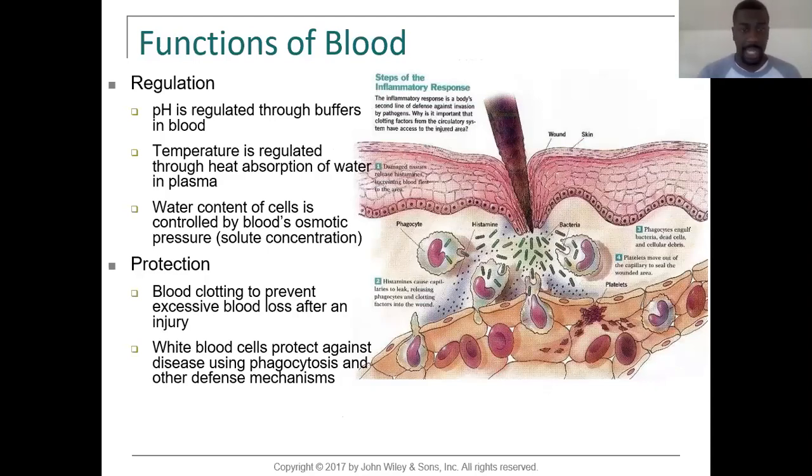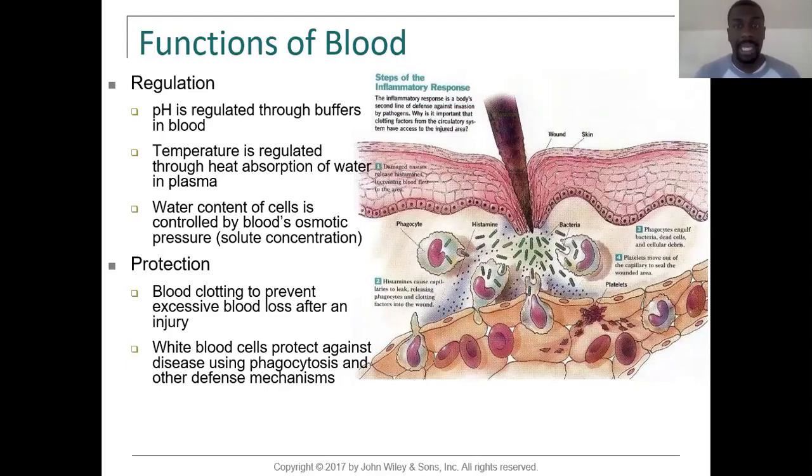Okay. Temperature is also a thing that we can regulate, just by absorbing different heat using the water inside your blood plasma. And then the osmotic concentrations, so your solute concentrations, your salt, water, and any different substance that's dissolved inside the blood, those are all going to be regulated by the blood as well.